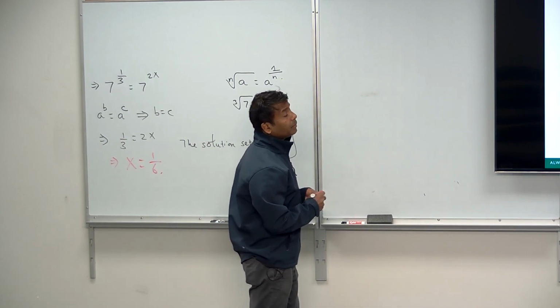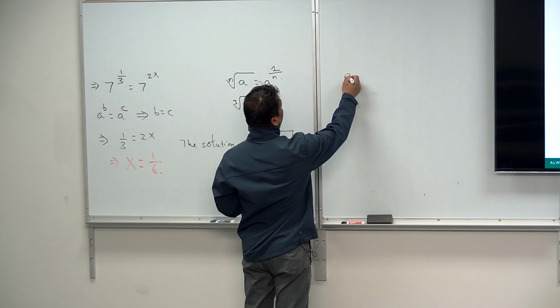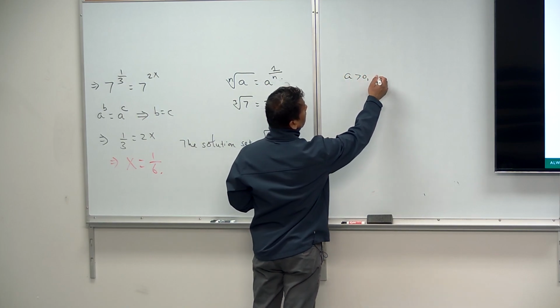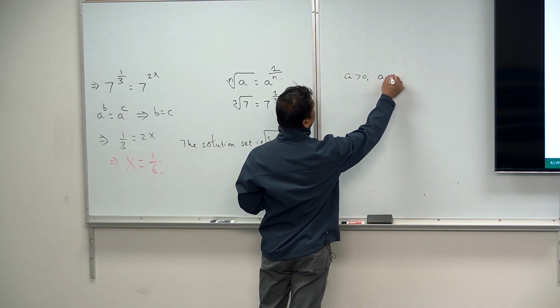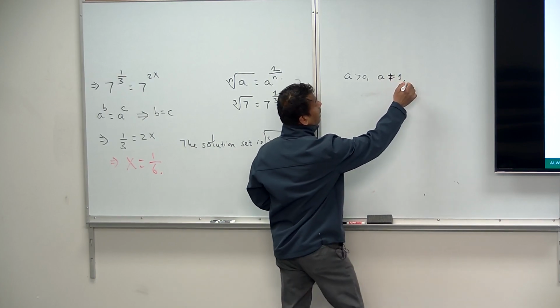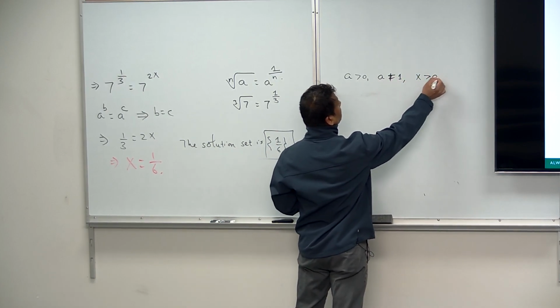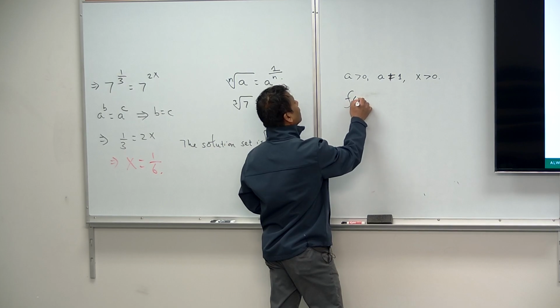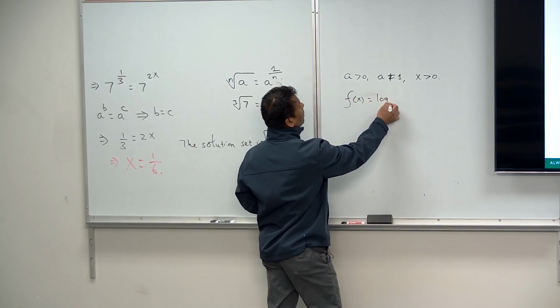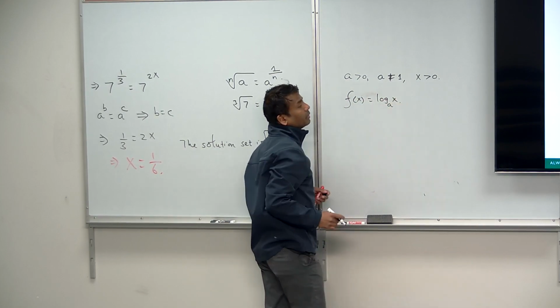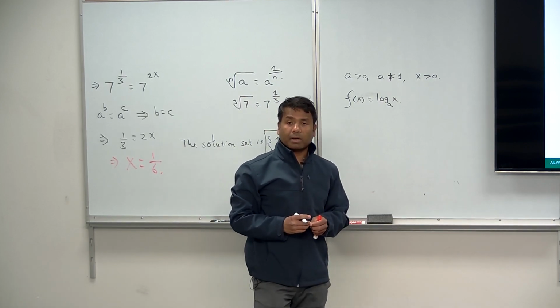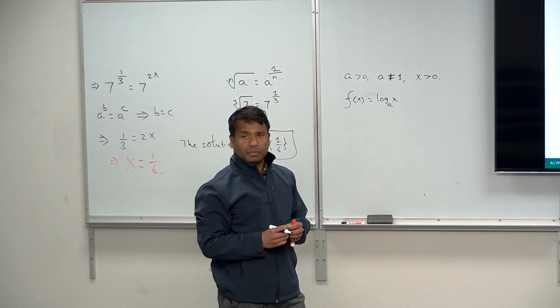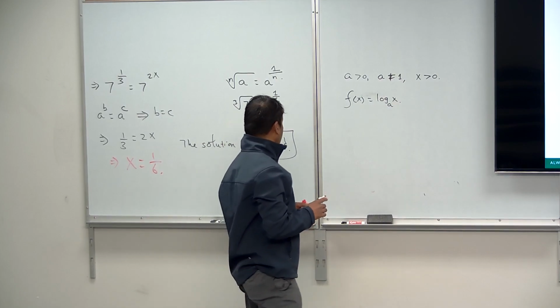If you have a positive, a is not equal to 1, and x positive, then f(x) equal to logarithm with base a of x. So this is the logarithmic function.